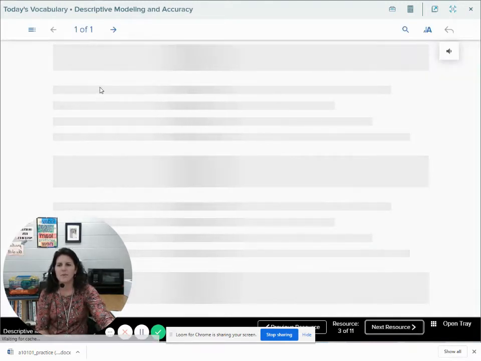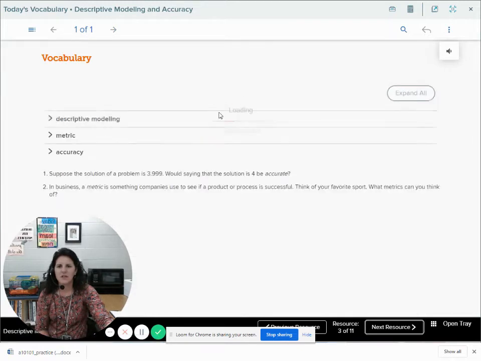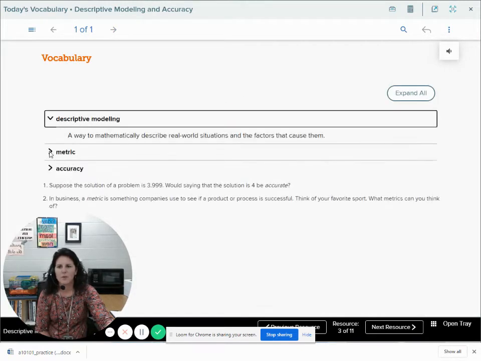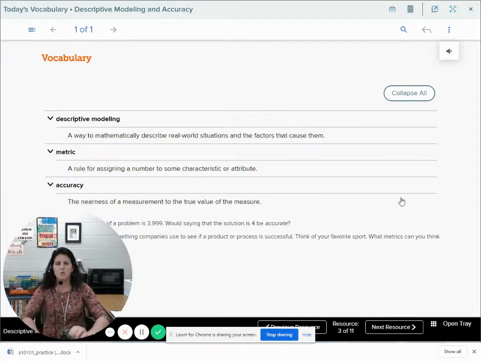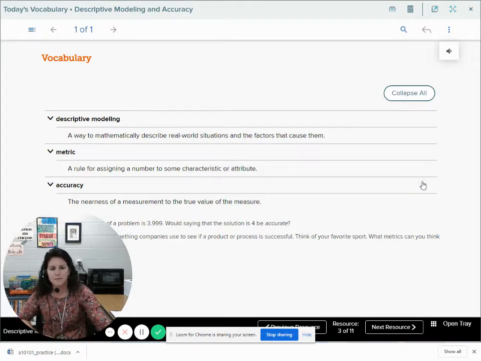So key vocabulary. There's a few words here that you might want to write down or make sure that you're highlighting if you're following along in your student workbook. Descriptive modeling is a way to mathematically describe real-world situations and the factors that cause them. And that's what we're really going to be talking about. And then we have a metric, which is just a rule for assigning a number to some characteristic or attribute. And accuracy is how near we are to the actual measurement.